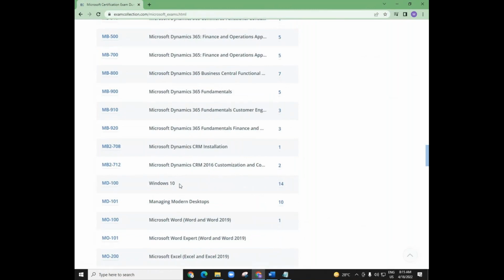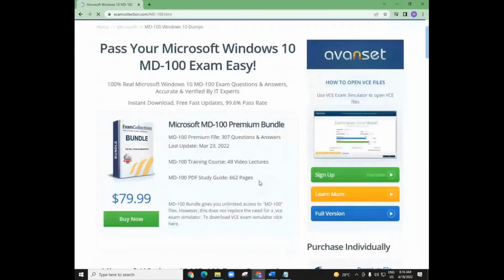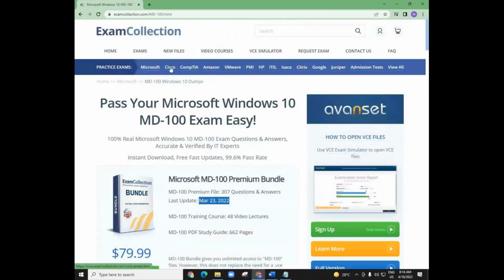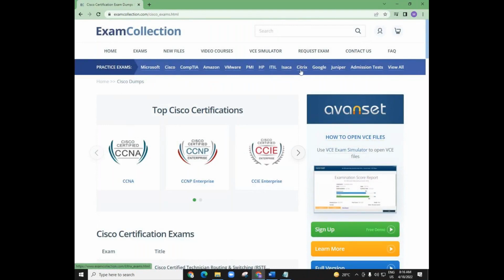So Windows 10 has an exam, and the code is MD-100. If you go to this MD-100, it will show you the dumps. What it says is there are totally 300 questions and answers. Last update was on March 23, 2022, which means nearly one month before they updated this. Got it? Like this, we can go for Cisco exams, CompTIA, VMware, HP, Citrix, Google, Juniper. We have all the certifications available.